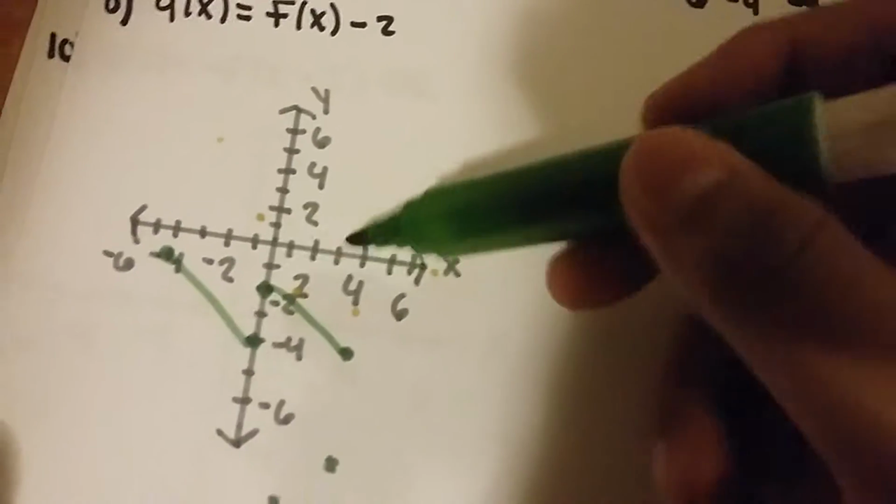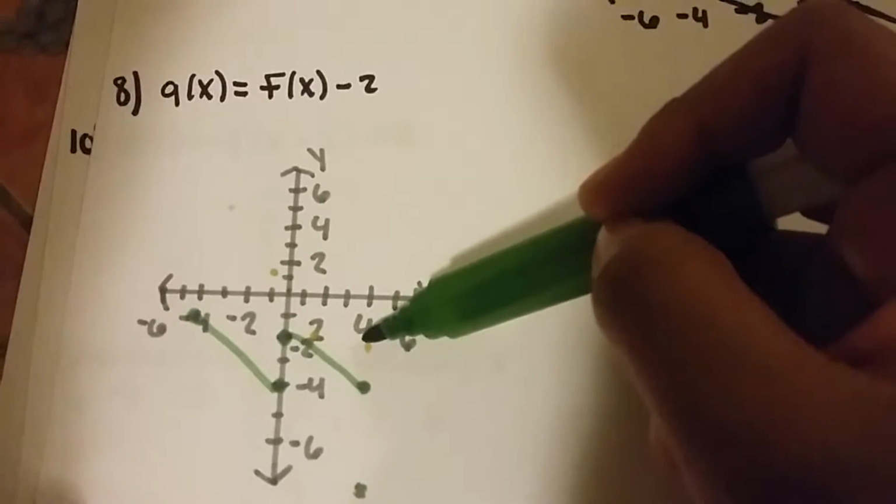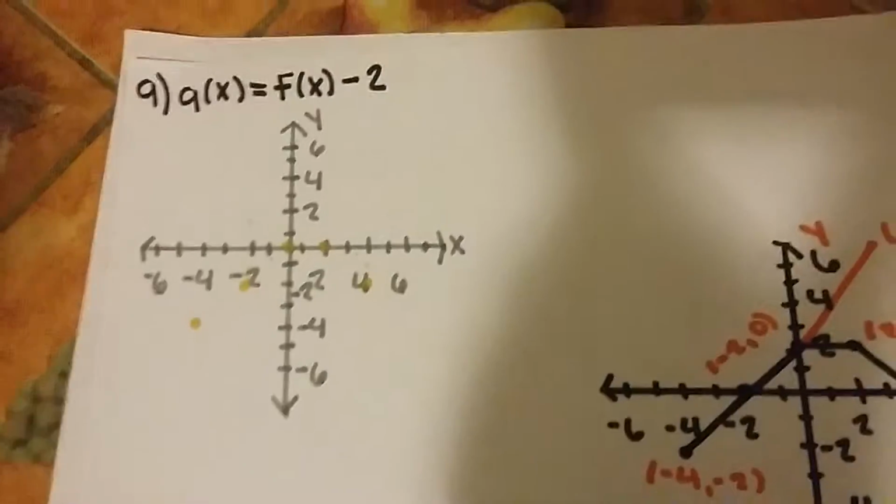Your second line has its first point at 0, 0, and you move it down 2 to be 0, negative 2. Your second point is at 4, negative 2, and you move it down 2 to be 4, negative 4.